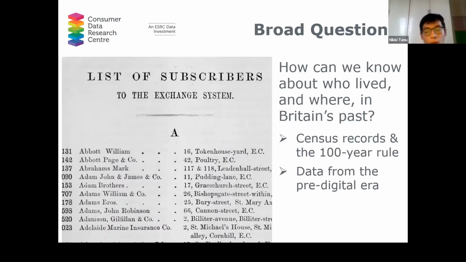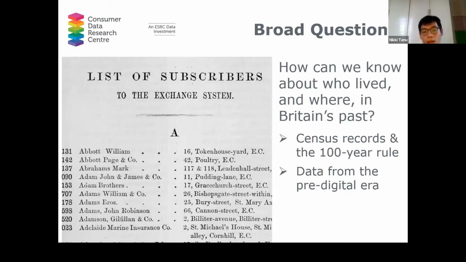Yeah. So before going to the specifics, just wanted to cover some of the broad questions that we initially thought about before beginning the research. And one of the things that we thought could be answered using telephone directories is the same question as can be answered by, for instance, the census data. How can we know about who lived and where they lived in the past of Britain? And the telephone directory has some advantages over, most prominently, the census data in enabling us to do a deep dive into the history through a quantitative way.